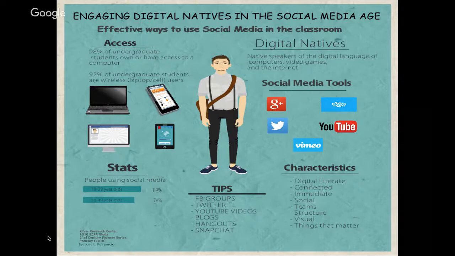So if we take into account that our millennials are digitally literate, connected, immediate, social, they like teams, they like structure, they are visual, and they care about things that matter, we can use social media very easily. For example, we can create a Facebook group for our classroom where we're going to put pictures, comment, put announcements and homework. We can share files. We can do a lot of things with that Facebook group.